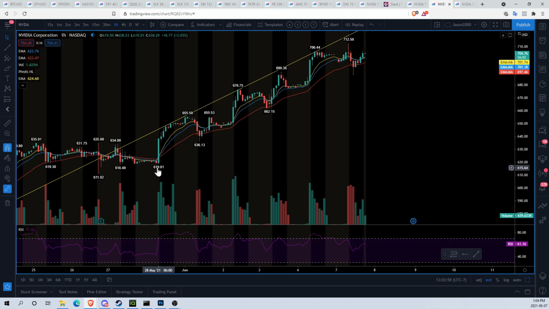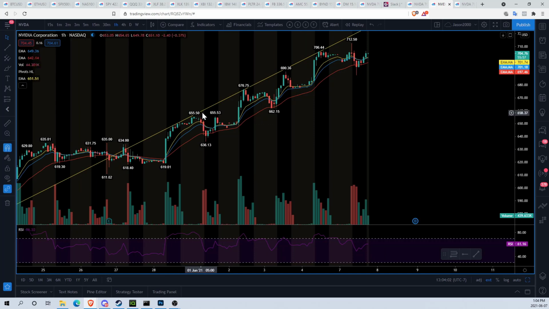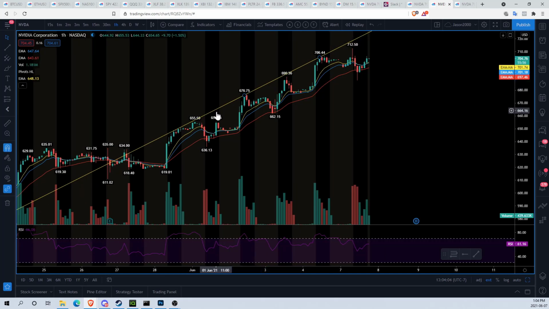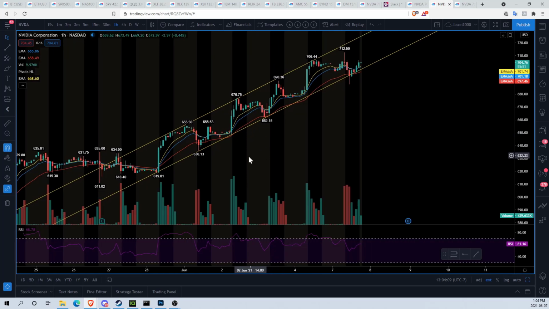So I try to draw on the bottoms of my red candlesticks. This is the bottom point of the flag, the 619.01 level. I'm going to drag it all the way down if it'll let me, and I'll go right there. And what do you know? It works out pretty well. Here's a confirmation at 636.13, another one here, we get close to it.